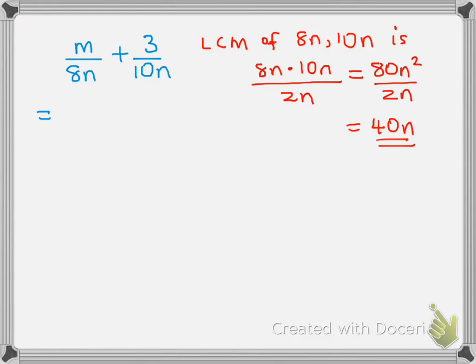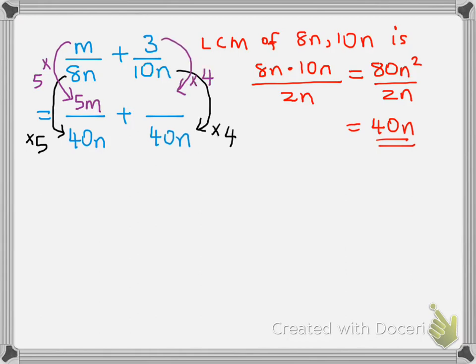And then we'll have to rewrite the denominators to have 40n. So how do you go from 8n to 40n? You multiply by 5. So then you have to multiply the numerator by 5 as well. You will have 5m over 40n. And similarly for the second rational expression, if you multiply 10n by 4, you get 40n. And so you multiply the numerator by 4 as well. So now you have like fractions. You can just combine the numerators. You have 5m plus 12 divided by 40n. Your restriction is n cannot be 0. This is in reduced form. There's no common factor there that you can take out.